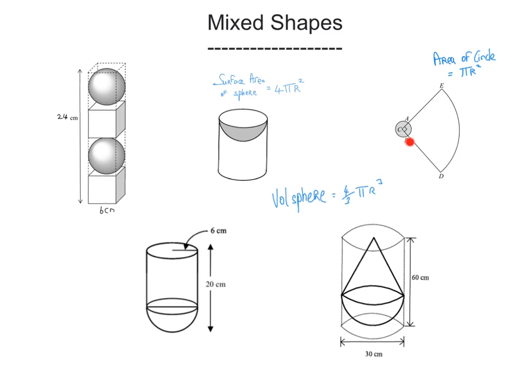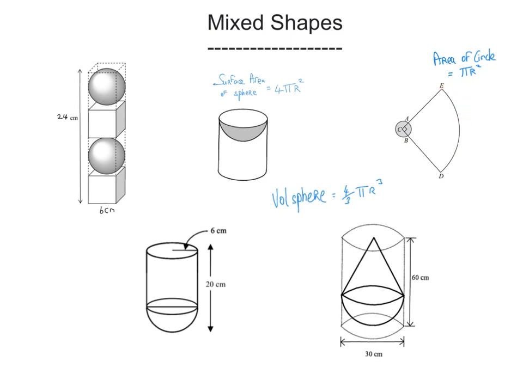Now in this problem here, the first part of the question asks us to find the area of this section here, CDE, a slice shape, and also the area of this circle here. Let's just assume we know both the answers for these two areas. The next question is: find the total area of the two together.